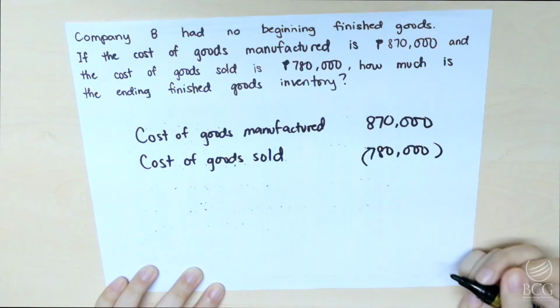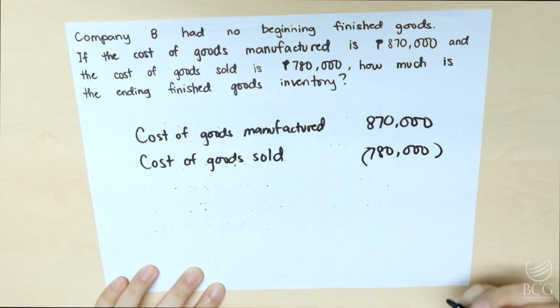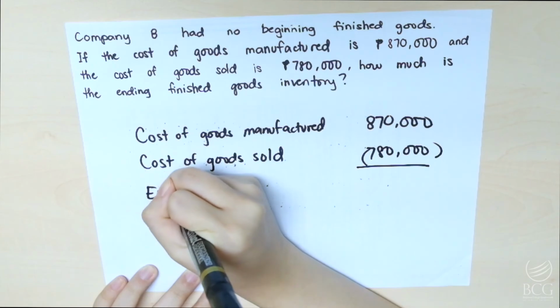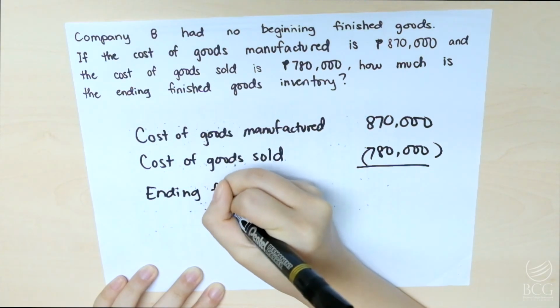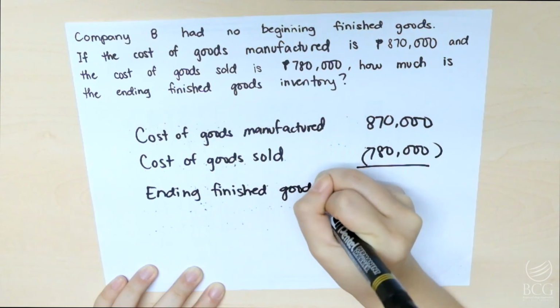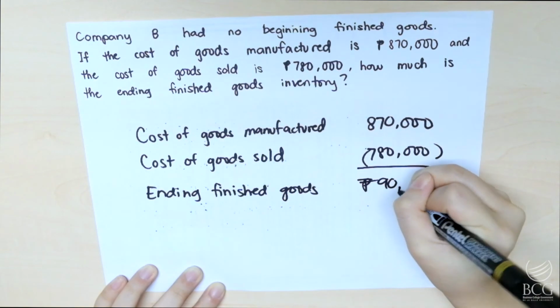The beginning finished goods will not affect our computation because it is equal to 0. Hence, our ending finished goods will be equal to 90,000 pesos.